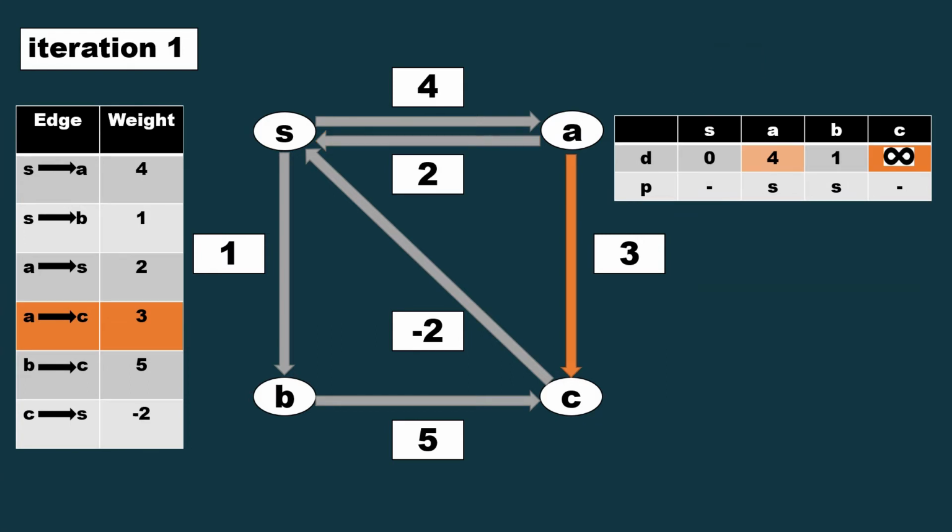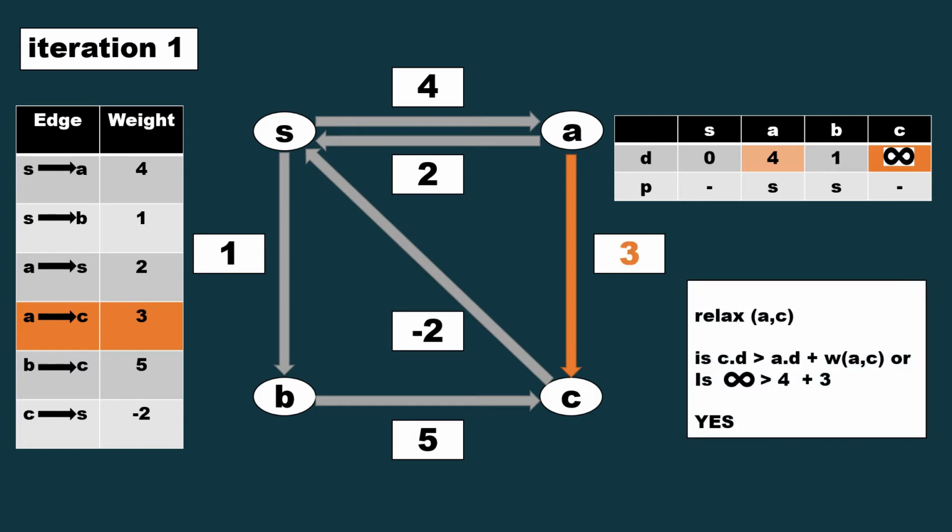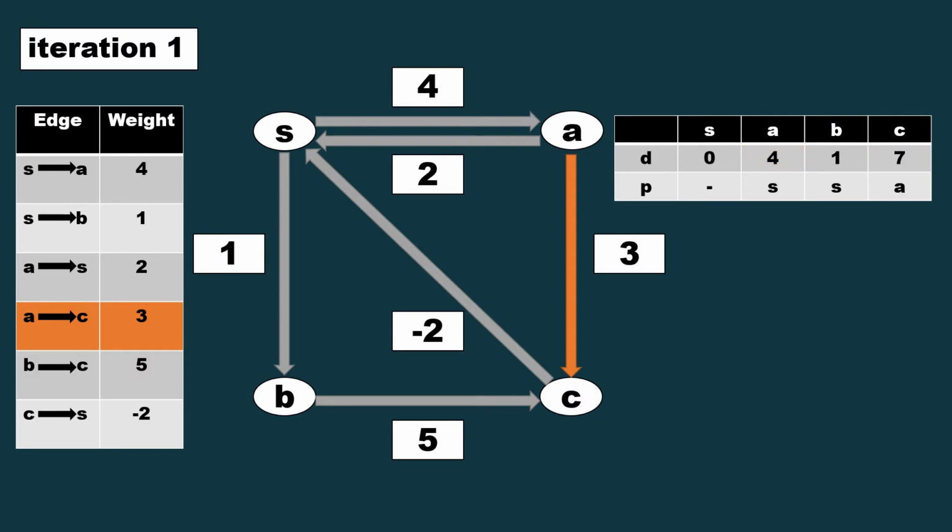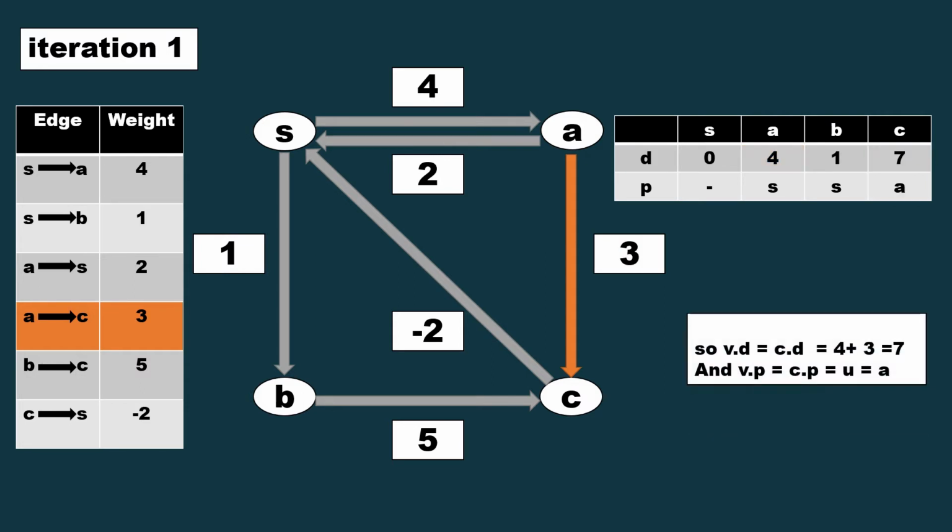Proceed to our fourth edge. Relax AC. Is infinity greater than 4 plus 3? Yes. And then update. Vertex C in distance has now the value of 7 because 4 plus 3 is equal to 7, with the predecessor of A.